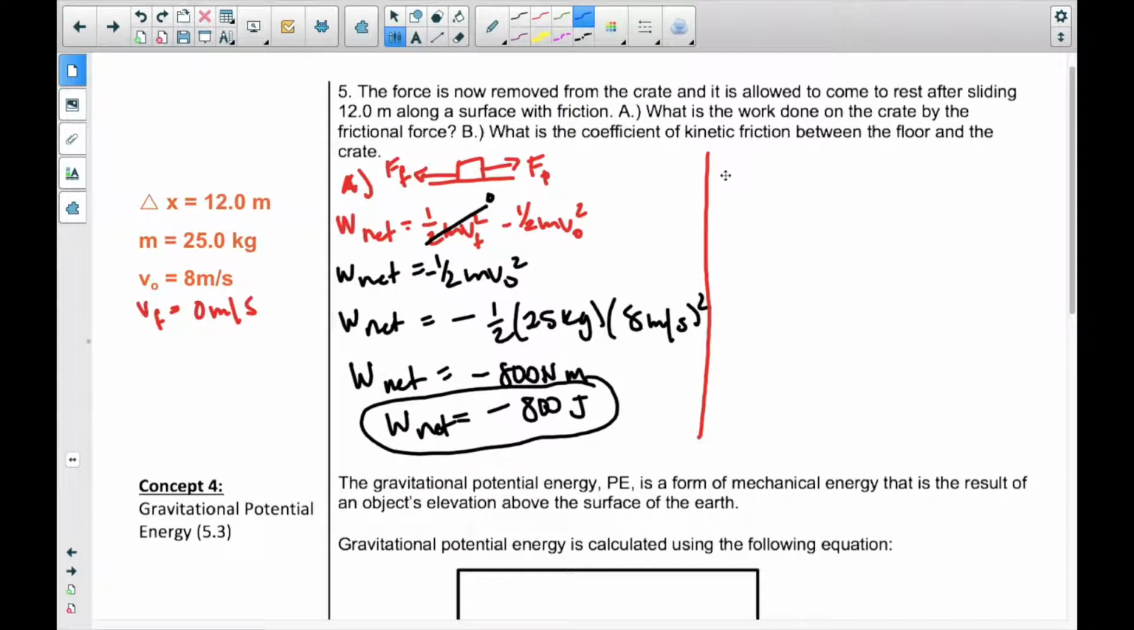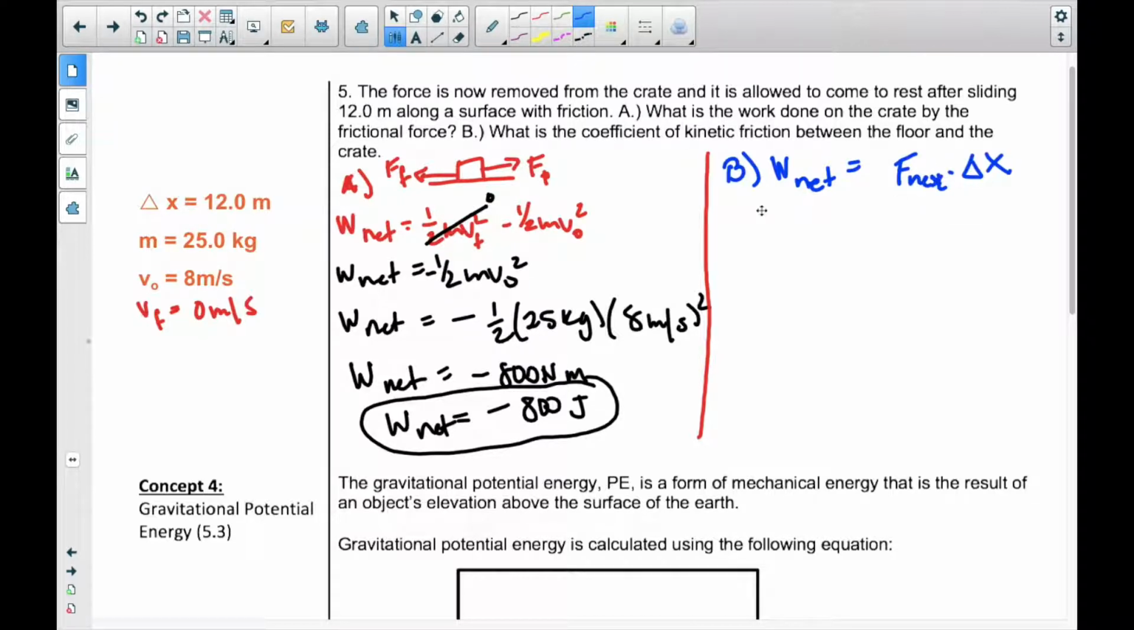Okay, part B, what is the coefficient of kinetic friction between the floor and the crate? All right, originally on the other side, we said let's assume there is no friction. Well, now they're changing it up and saying, well, actually there is friction. Maybe it was pushed along during the no friction part, and then once it hits the friction, we give that force away. Now we have friction. Well, how can we set this up? Let's think about using our basic equation. That is our net work equation.